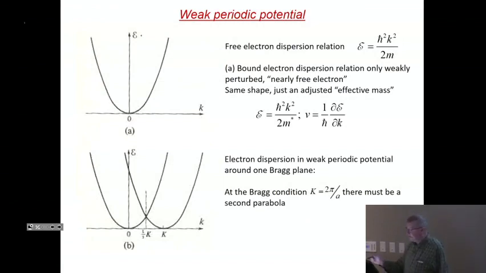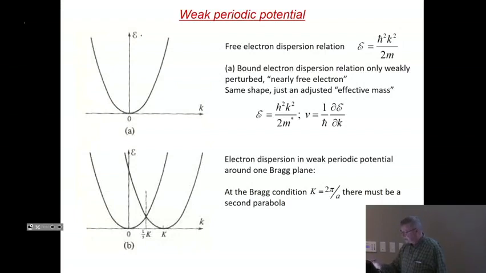So we need to define the electron dispersion here. The bound electron dispersion is only weakly perturbed. We will assume that, so it's a nearly free electron. This periodic potential is a small correction on the motion of the electron. When that breaks down, that's where you get into much more complicated things, but we will assume that here.